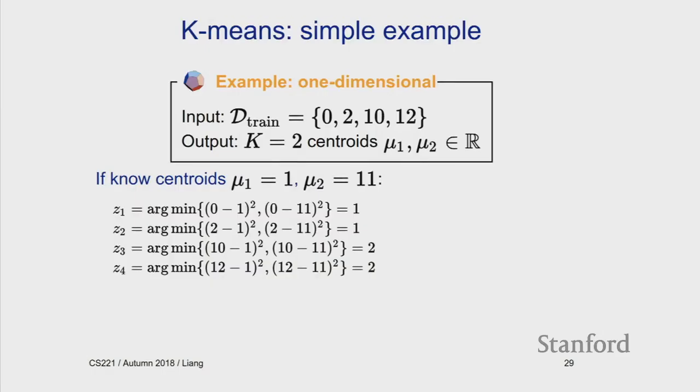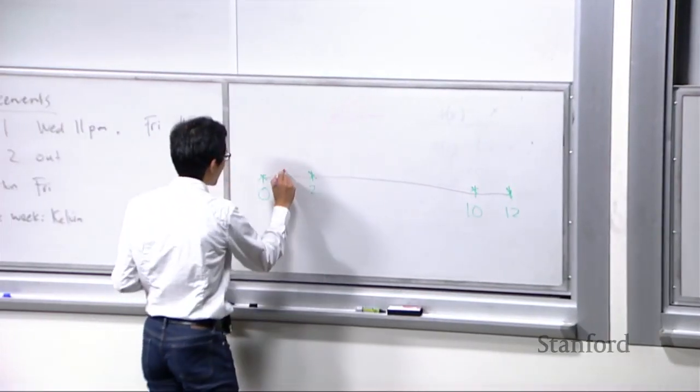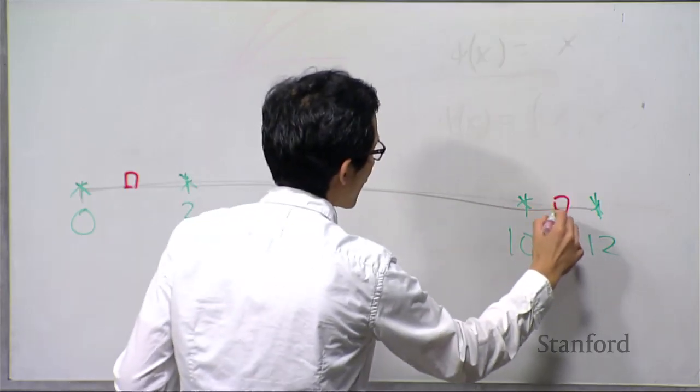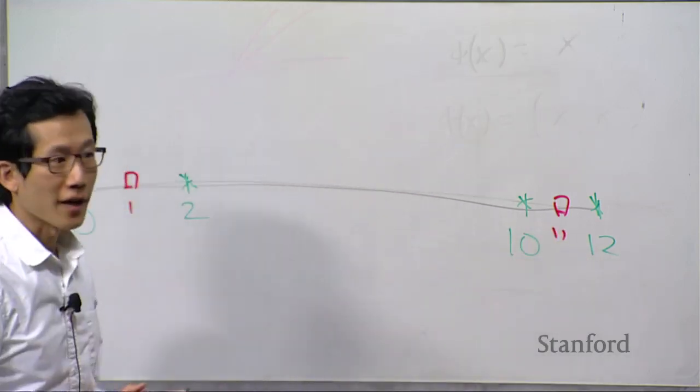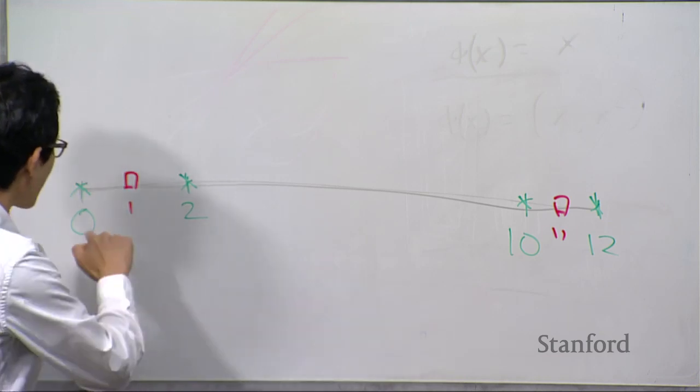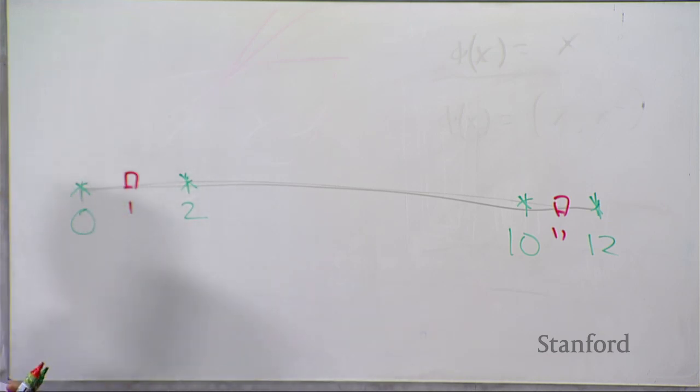So here is an interesting observation. Let's simplify the problem. Suppose I told you the centroids, 11 and 1. So if I have the centroids at 1 and 11 respectively, and I asked you, how do I assign points to centroids? How do you do that? In the best way possible.